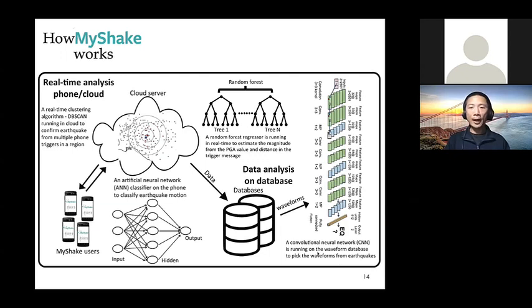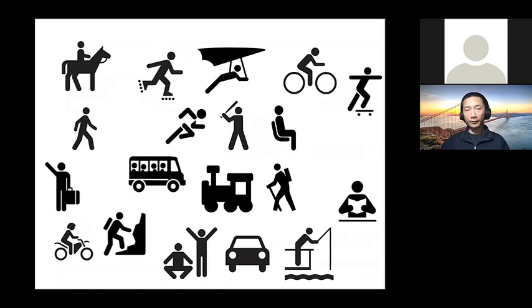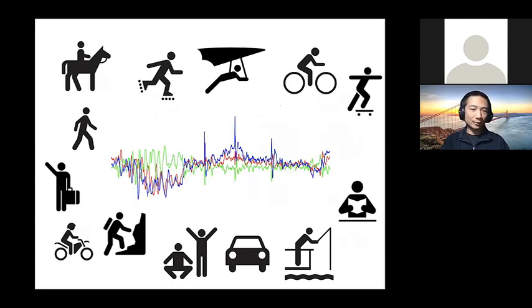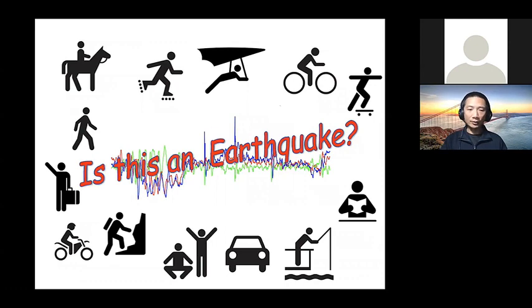Let me go into each one of them to give you more details on the algorithms. Like I said, we do all kinds of activities with our phones. So if we record a signal like this, how do we know whether this is an earthquake or something else, like human activities? That's why we need to design an algorithm to determine whether this movement is an earthquake or human activity.